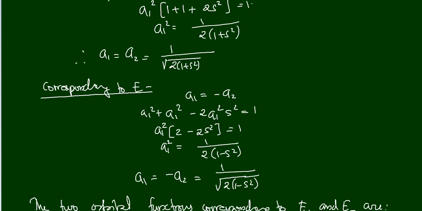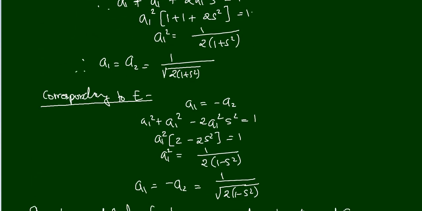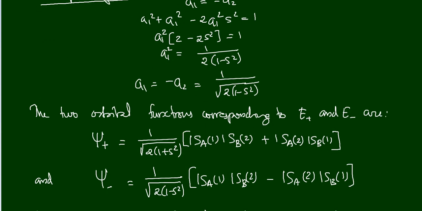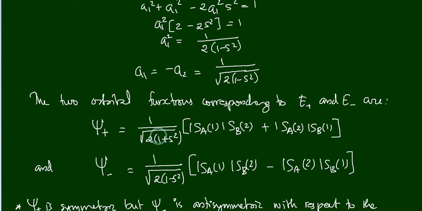So psi plus, in the case a1 in the variable, is 1 divided by root of 2 into 1 plus s square, that is written here: 1 by root of 2 into 1 plus s square into 1s a1 1s b2 plus 1s a2 1s b1. And in the case of psi minus, it will be 1 divided by root of 2 into 1 minus s square, 1s a1 1s b2 minus 1s a2 1s b1.